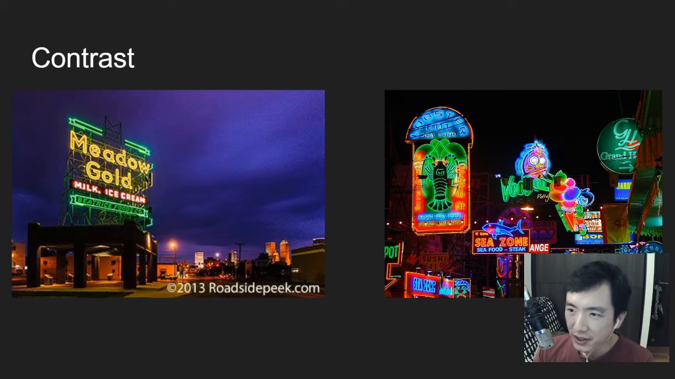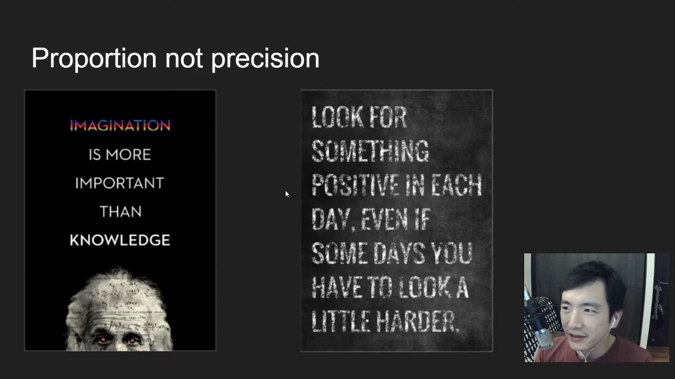But with the Meadow Gold image, there's no doubt. By having more empty space around it, a dark sky that doesn't really catch your eye at all, that puts all the attention on the Meadow Gold neon sign. Right? That's simple enough. And we are already at the last slide.